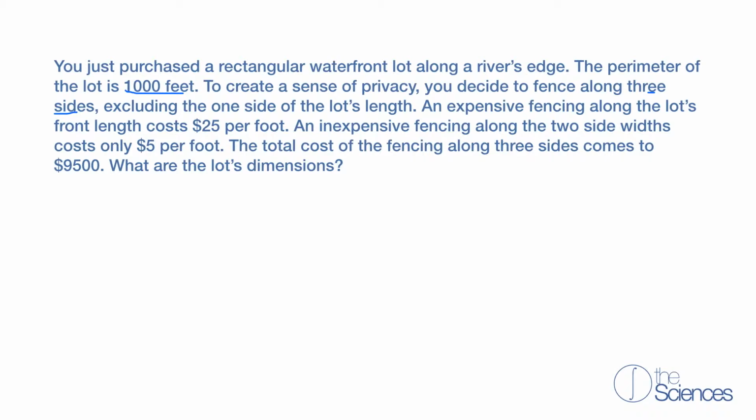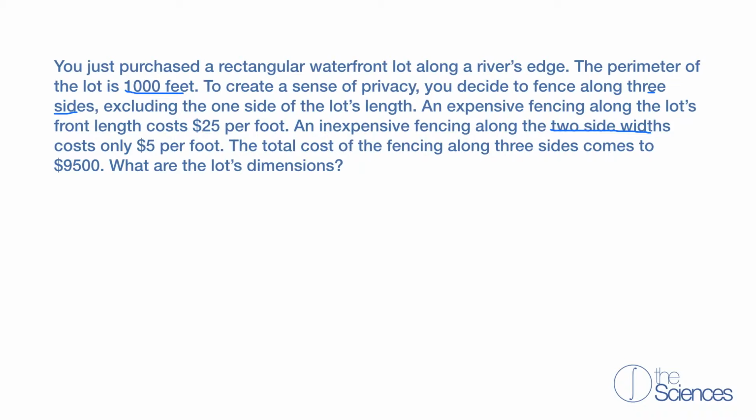An expensive fencing along the lot's front length costs $25 per foot. An inexpensive fencing along the 2 sides' widths costs only $5 per foot. The total cost of fencing along 3 sides comes to $9,500. What are the lot's dimensions?